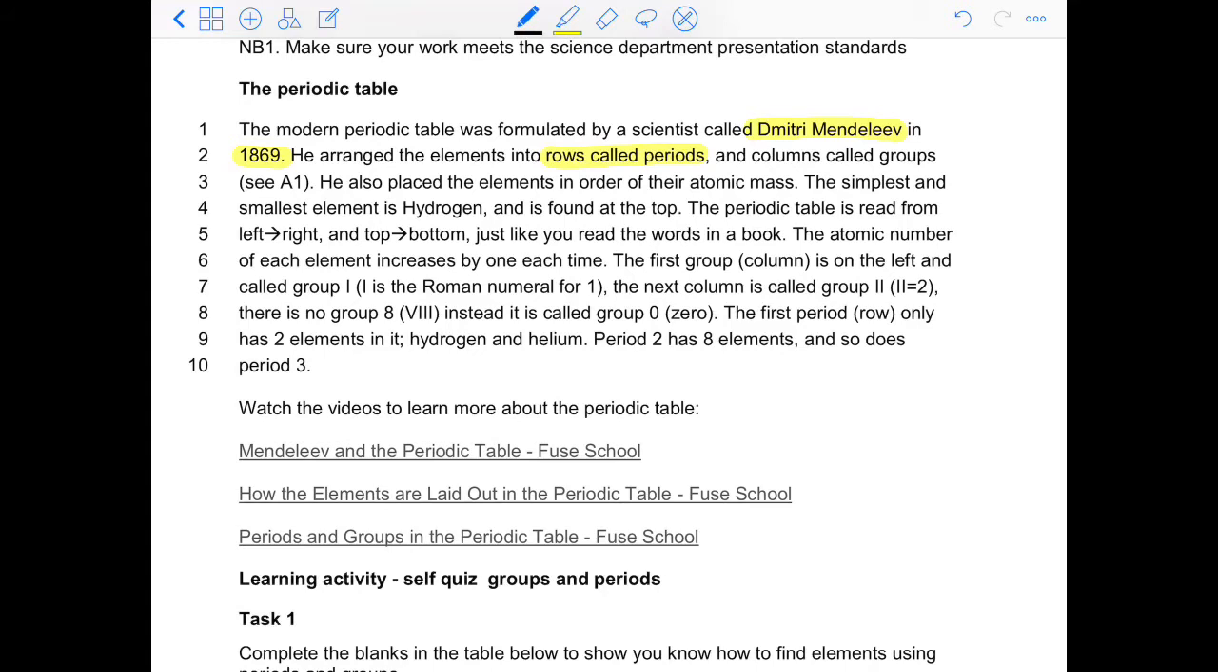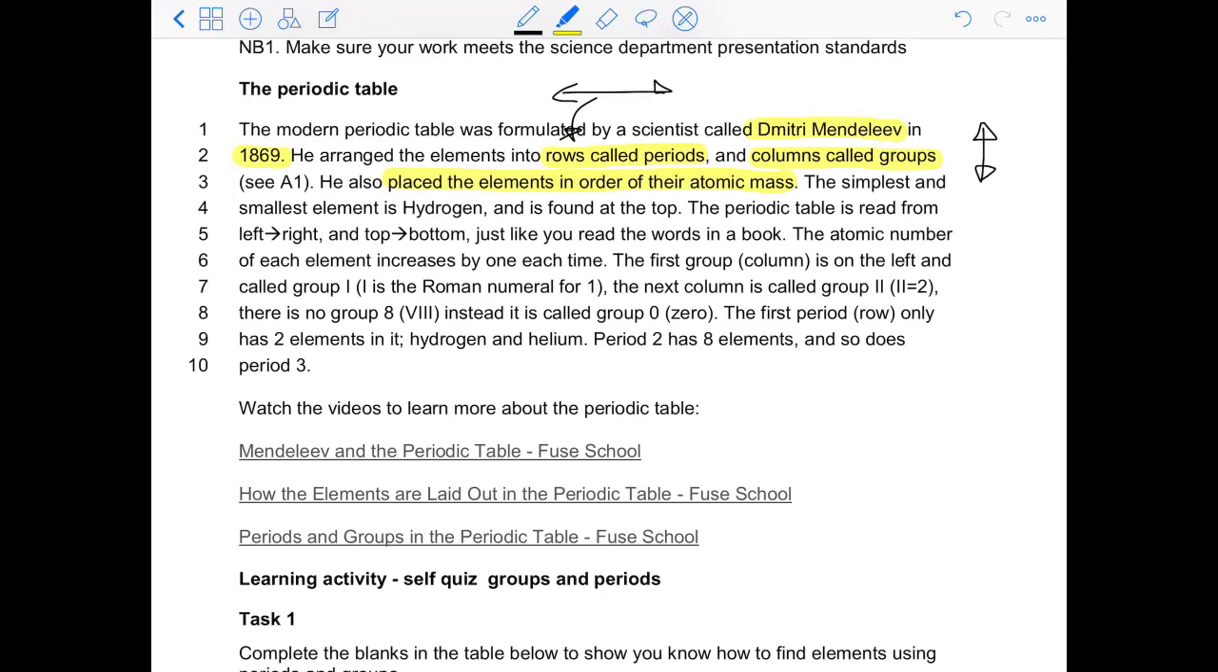Remember, rows go side to side across. And he used columns, which he called groups, and the columns are what go up and down. All right. So he also placed the elements in order of their atomic mass. So the heaviest element is at the bottom right. The lightest and smallest element is at the top left. So the simplest and smallest element is hydrogen, which is found at the top.